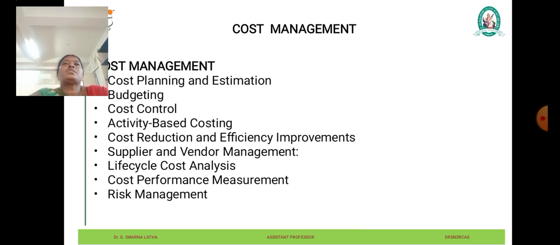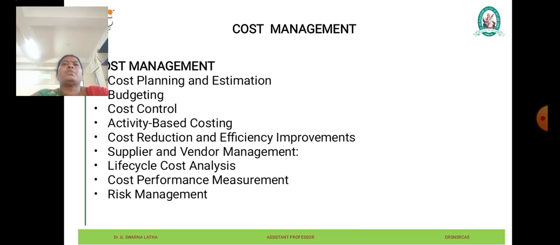Cost performance measurement. Cost management involves measuring and analyzing cost performance to assess the effectiveness of cost management efforts. Key performance indicators such as cost variance, cost performance index, and earned value analysis are used to evaluate cost performance, identify trends, and make adjustments as needed to achieve cost management objectives.